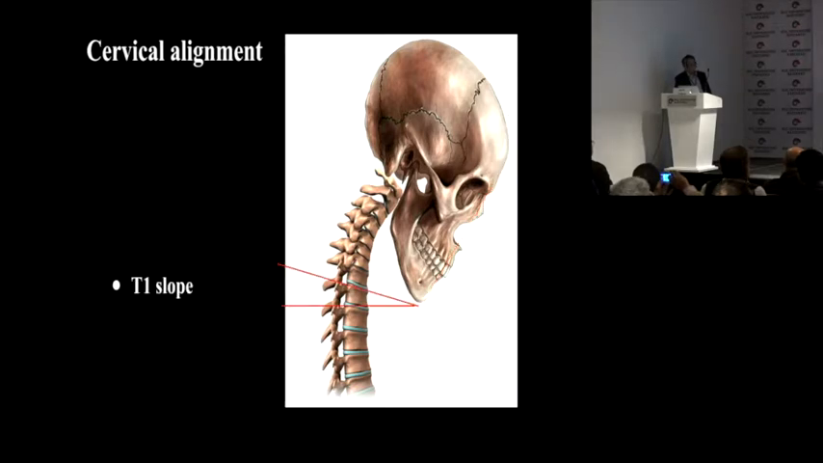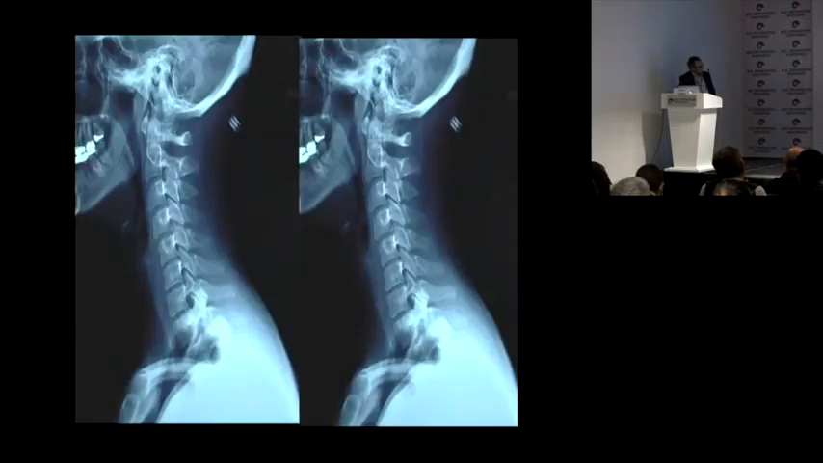T1 slope is the angle between a line that passes over the plateau of T1 and a line parallel to the floor. And if you look at the X-rays, this is the line that passes over T1 and the line parallel to the floor. This is T1 slope, and a line from the manubrium sterni to the midpoint of T1, and another line perpendicular to the midpoint of T1. This angle gives us the thoracic inlet angle.